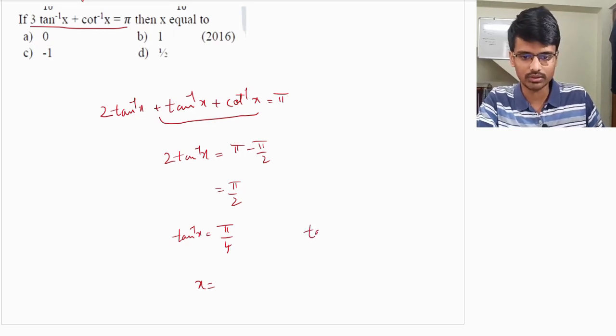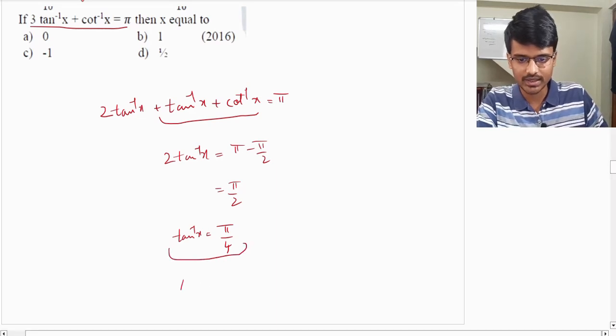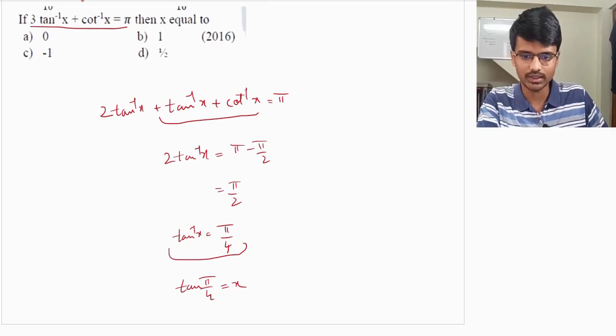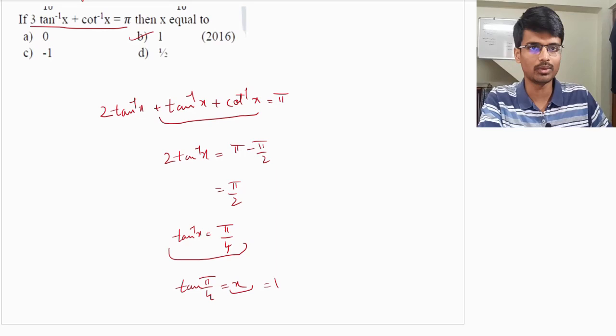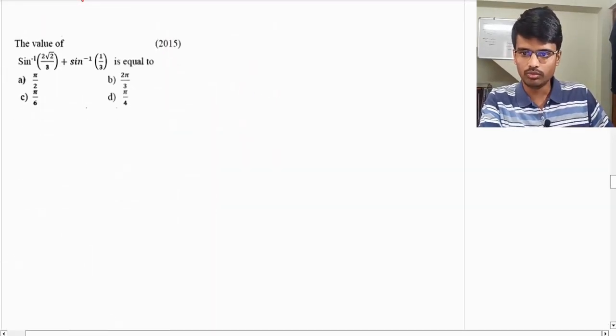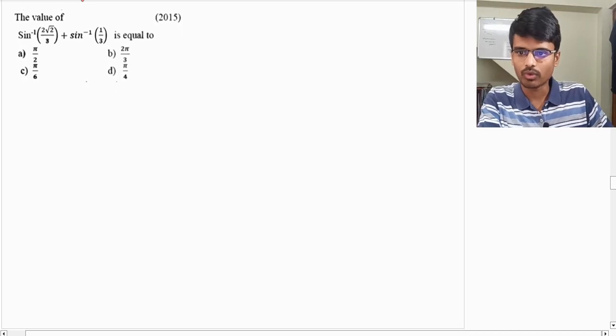This is nothing but, okay, let us make this. I can write this as tan of pi by 4 equal to x. Agreed? So what is my x now? 1. Simple. This was a simple question. Simple properties we need to apply and solve. Moving on. What have we got?